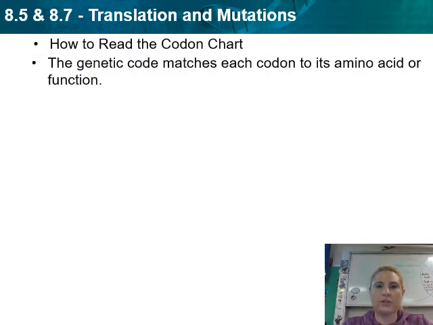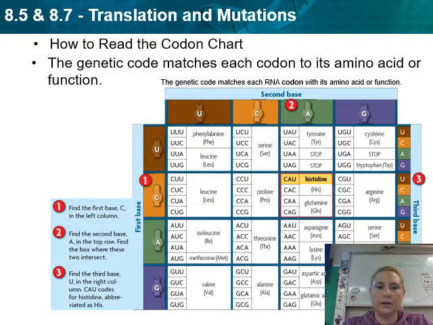So how do we actually read the codon chart? Here's a codon chart. The genetic code matches each codon to its amino acid or function. And basically, we just look at the 3-letter words. The first thing you're going to see is that over on the very side, it says first base. So if we wanted to find our first base, which was our first codon, first word, AUG, we're going to look for A down here on the left side. You're going to find where the green A is, okay?